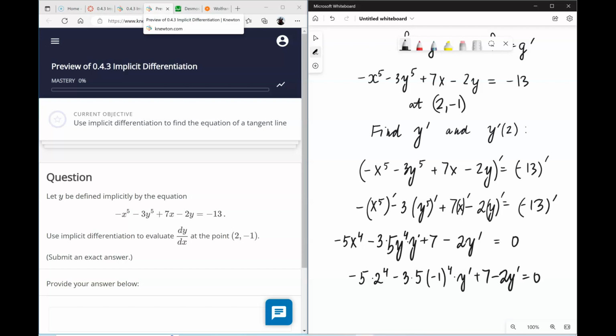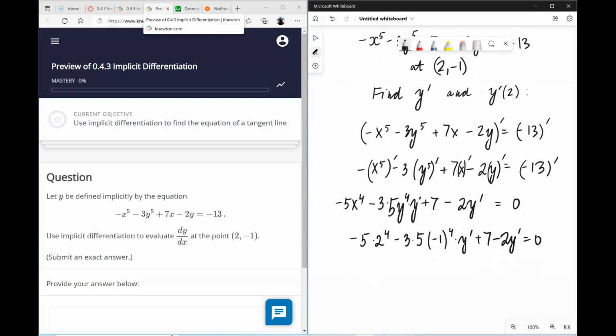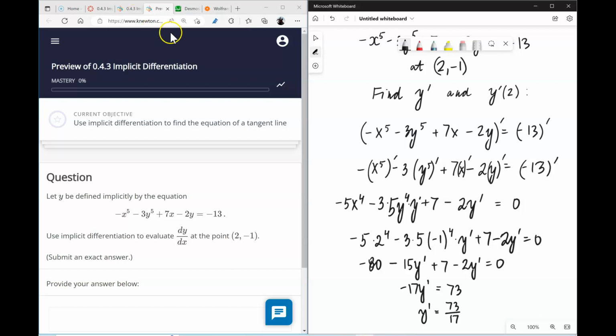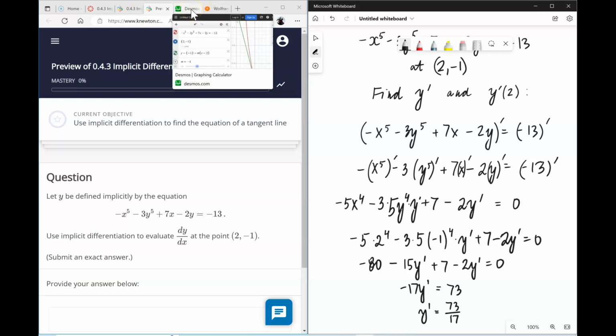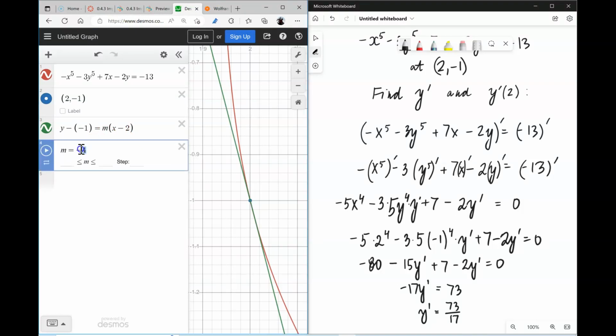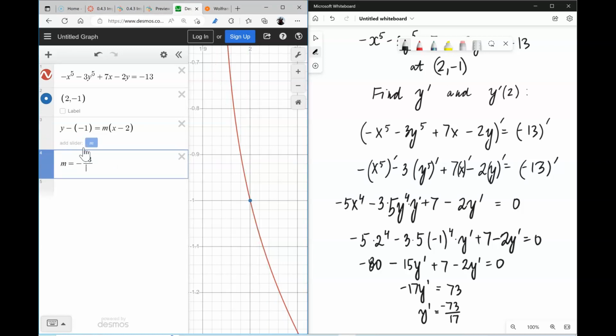And when we do that, we pretty much know everything except y prime. So what we will end up with is an equation in terms of y. So we have -17 y prime is equal to 73. So y prime is equal to -73 over 17. So it's not quite 4. It's actually a more accurate answer. So the answer is -73 over 17.